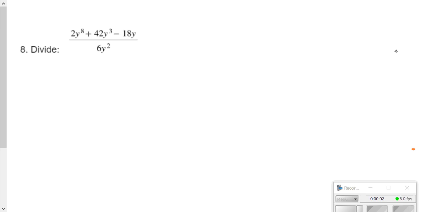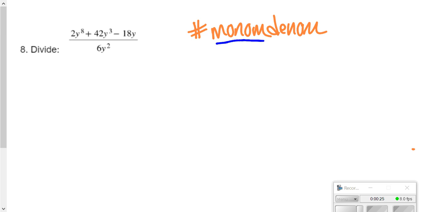Okay, we're going to finish this out starting with problem number 8. So problem number 8 is the situation that I jokingly refer to with a hashtag, "Manam Denam." Denam is the hashtag that was coined by one of my classes a few years ago. And it means you have a monomial in the denominator.